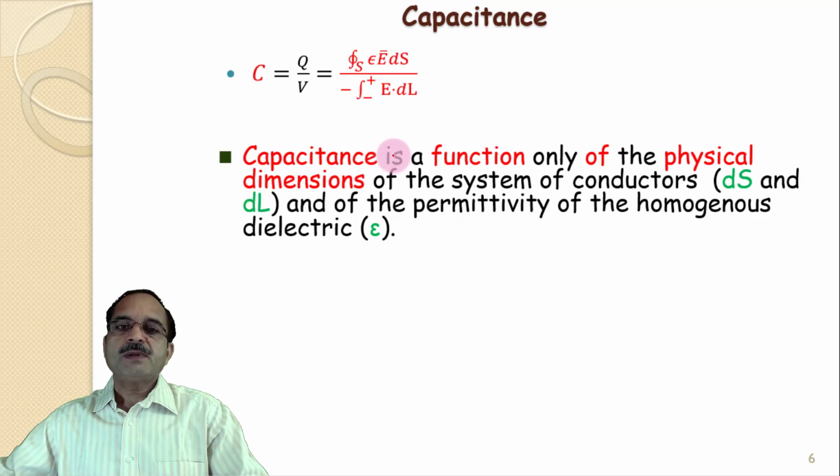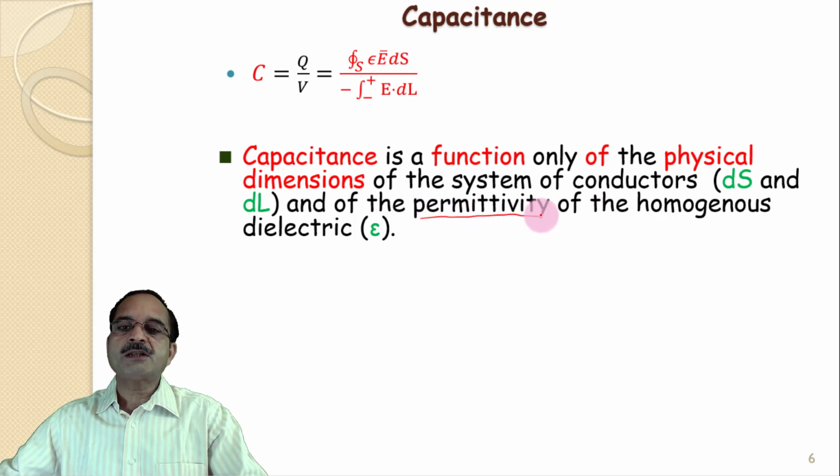So the conclusion from this is that the capacitance of the given system is a function of only the physical dimensions of the system and the property of the material, that is the dielectric material, that is permittivity. So it depends on dS, that is the surface area of the conductor, dL, that is the distance between the two conductors, and the permittivity of the material.